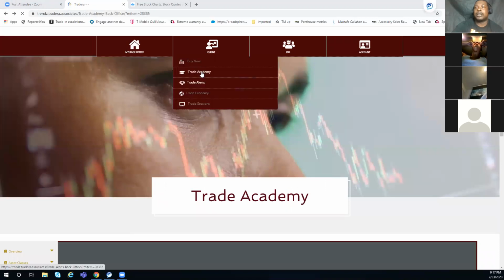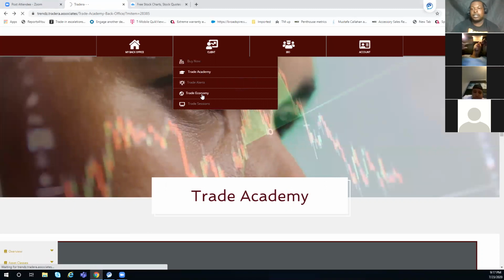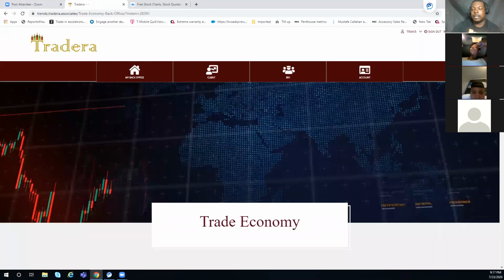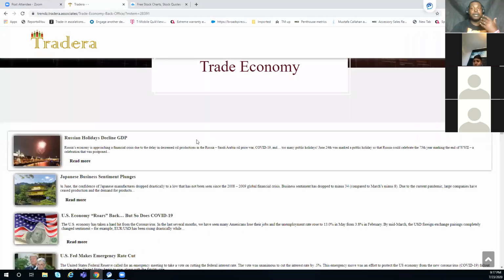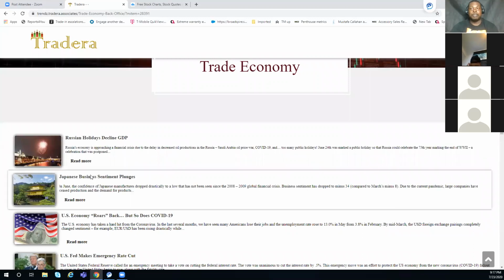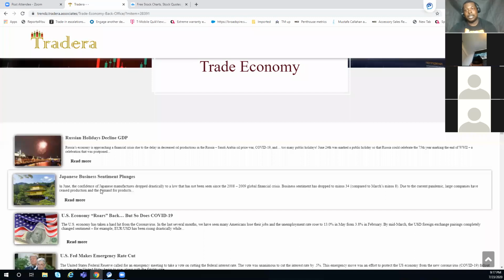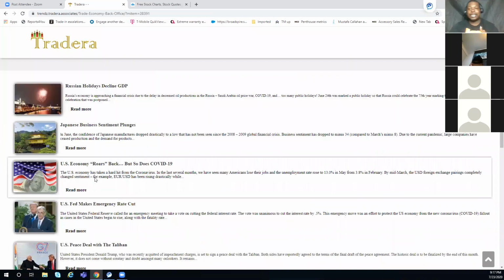So we went through our trade academy, our trade alerts, and now let's talk about our trade economy. And really, here's where our fundamental analysis is as well. What we're able to do with our fundamental analysis is understand the information, what we need to read, what's going on in Russia, what's going on in Japan, because we can see changes in the euro and the Japanese yen, as well as the US dollar, based on certain news that we may have going on.